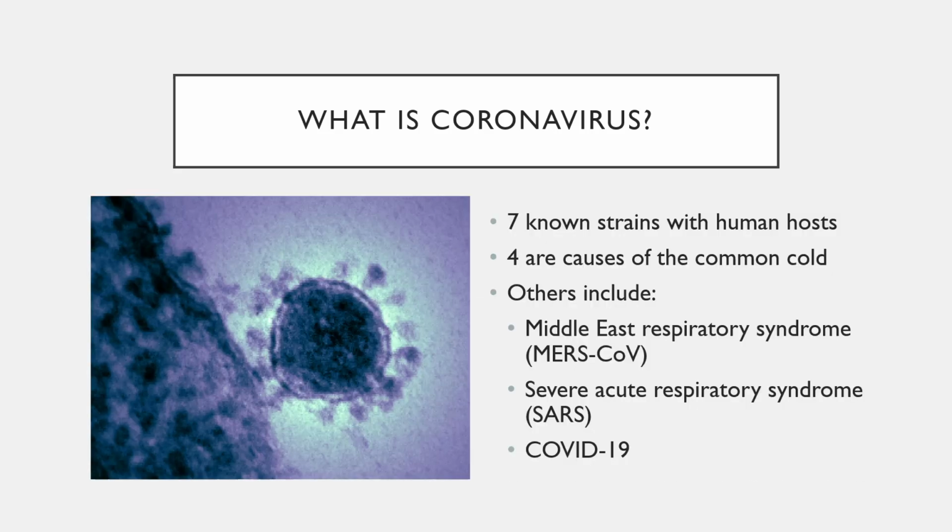There are actually 7 known strains of coronaviruses that have human hosts, and many more that have non-human animal hosts. 4 of these are causes of the common cold, very common causes in fact, and these remain largely relegated to the upper respiratory system. But there are 3 that can infect the lower respiratory system and lead to much more severe diseases. And these include Middle East Respiratory Syndrome or MERS, Severe Acute Respiratory Syndrome or SARS, and COVID-19.